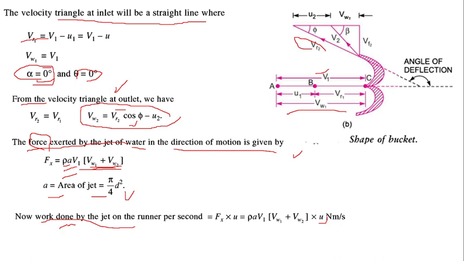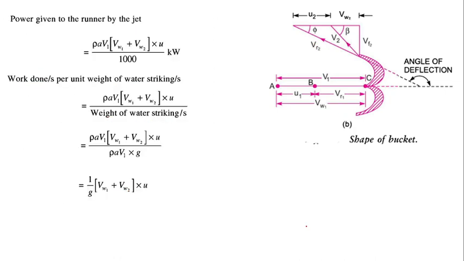Why does U come here? Because it is the same velocity, U1 is equal to U2, but in case of other turbines, you will get Vw1 U1 plus Vw2 U2. Power is given by rho a V1 (Vw1 plus Vw2) into U by 1000 kilowatts. We calculate power in kilowatts, please remember this.